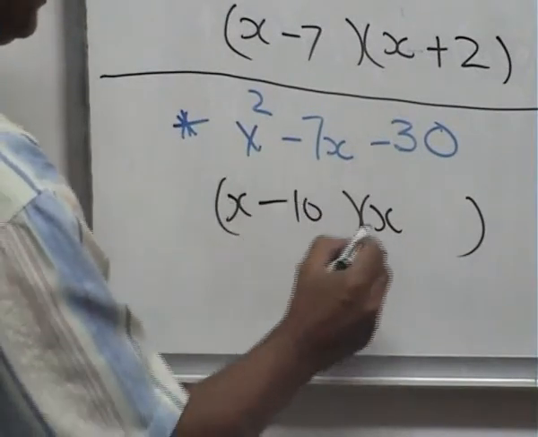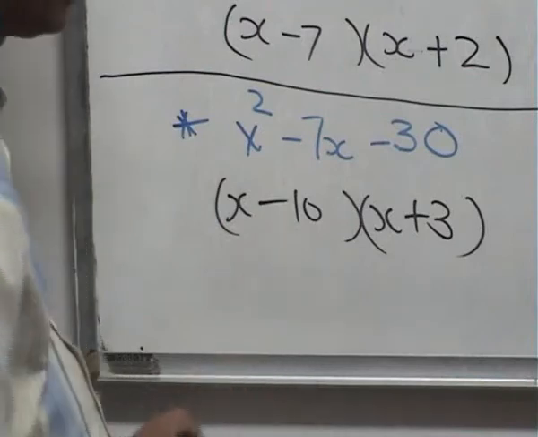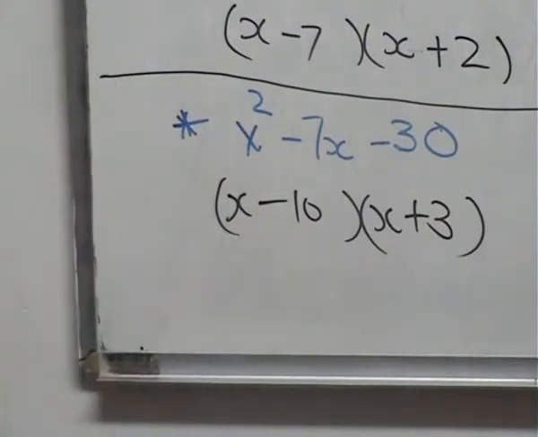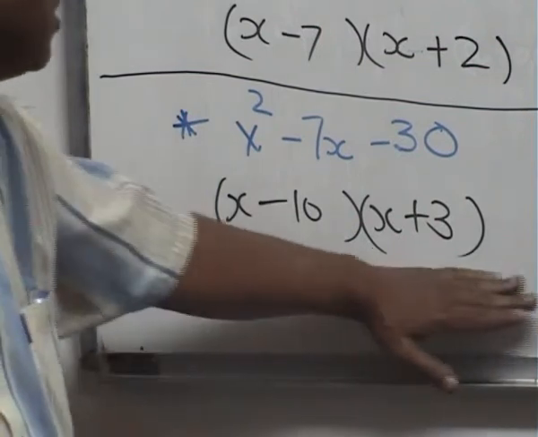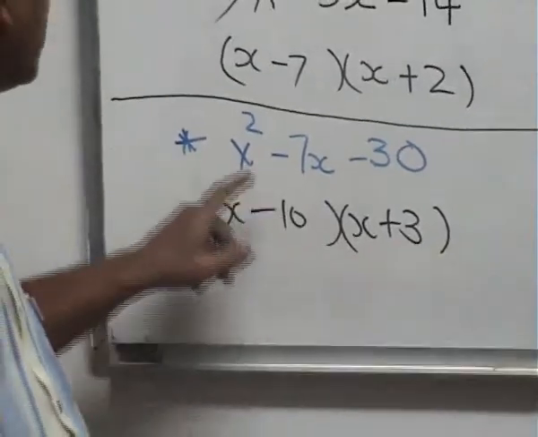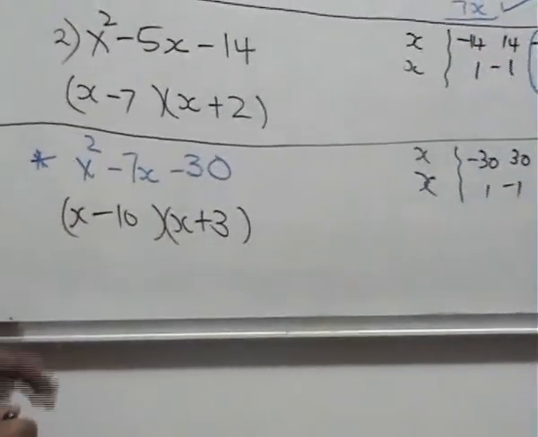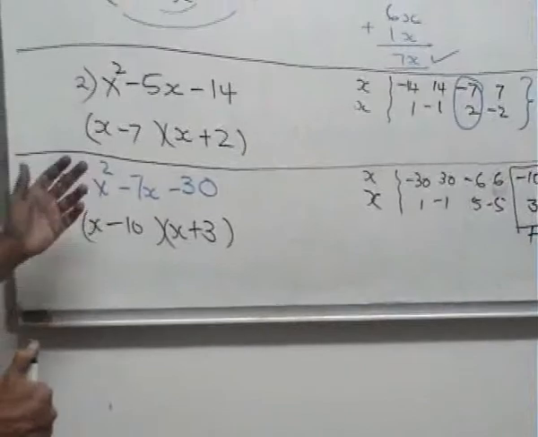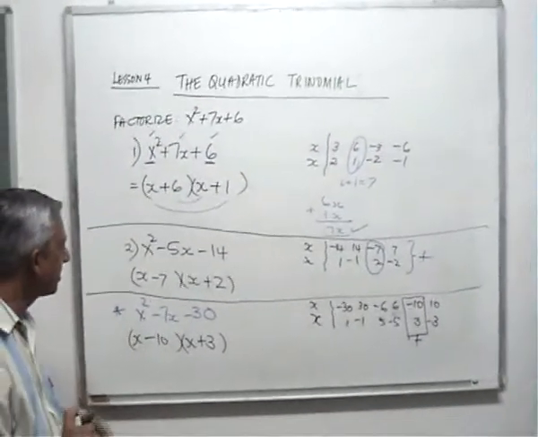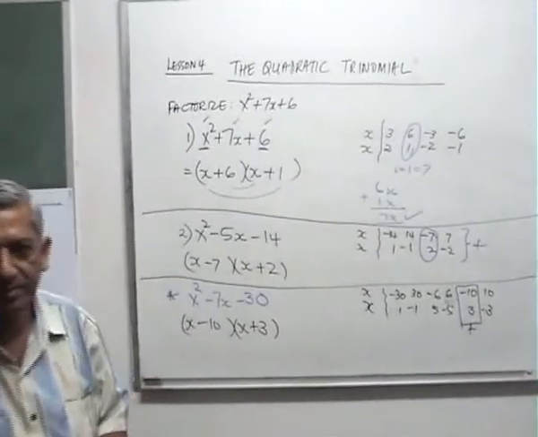Minus 10 here and plus 3 here. Now remember, I'm doing the most basic of quadratic trinomials. Once again, if you test this by doing the products step by step, you will get that. Alright? So this is the most basic of quadratic trinomials, and once you can do the most basic, we'll take you one step further.